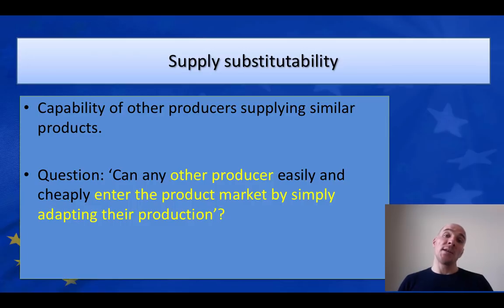So on the supply side, we talk about the producers. So the question there is, is there a capability of other producers that may produce different products to easily change their production methods to enter the same market? So the question, here we have it: can any other producer easily and cheaply enter the product market by simply adapting their production? If the answer to that is yes, then on the supply side we also have a bigger market.